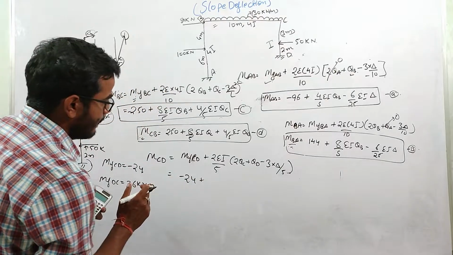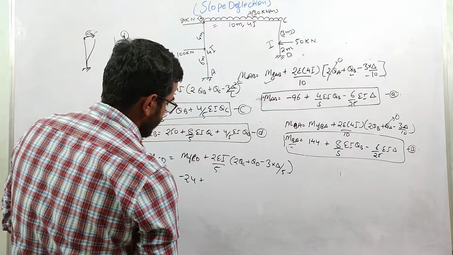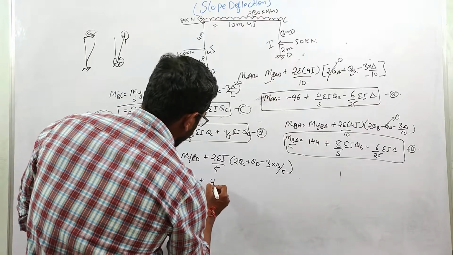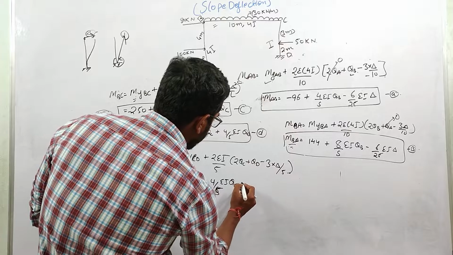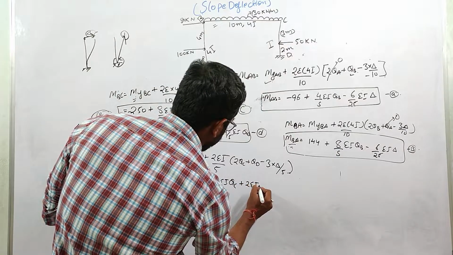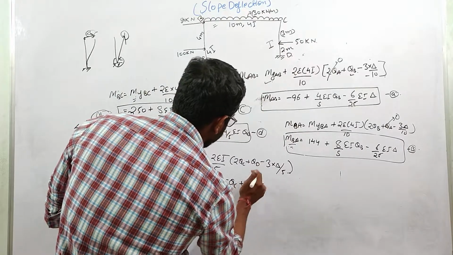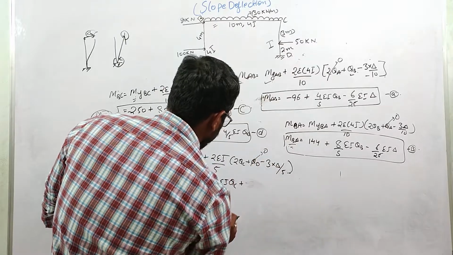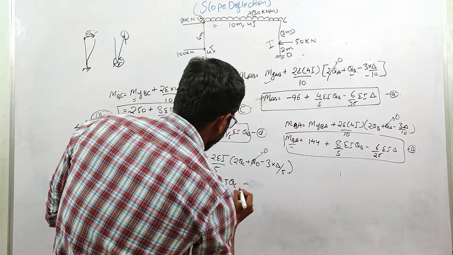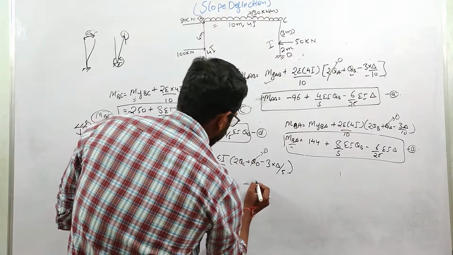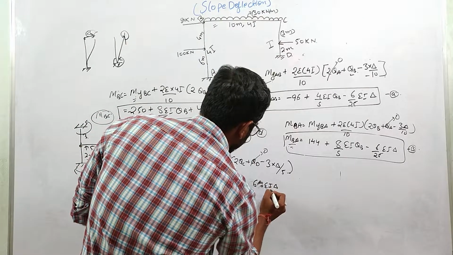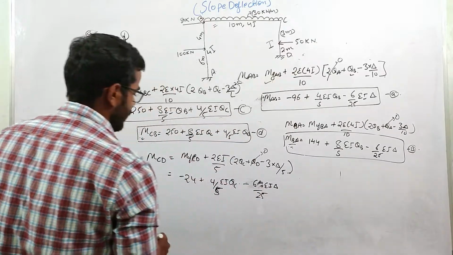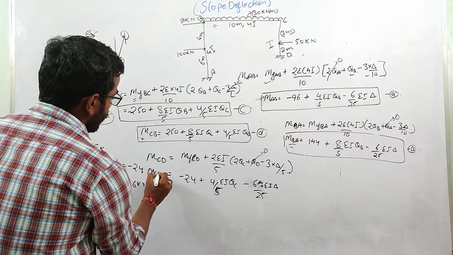So if we put this value in this equation, this will be minus 24 plus 4 by 5 EI theta C plus 2 EI theta D, where theta D is 0, right? So this will be minus of 6 EI delta over 25. So this is the equation for MCD.